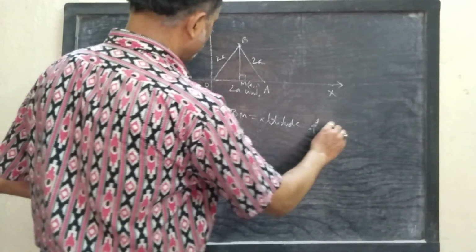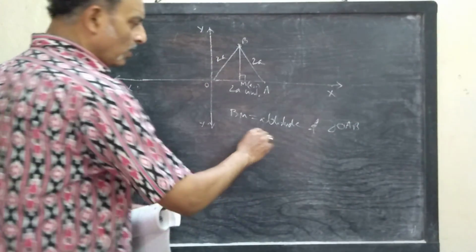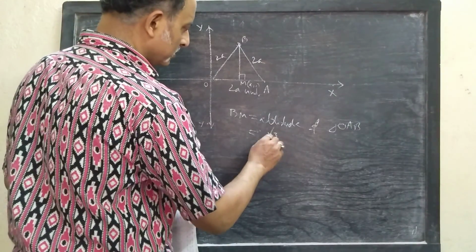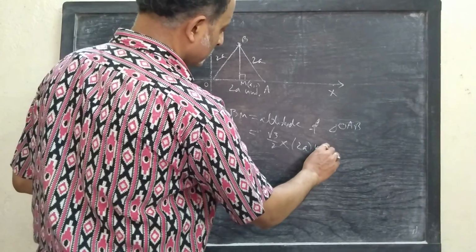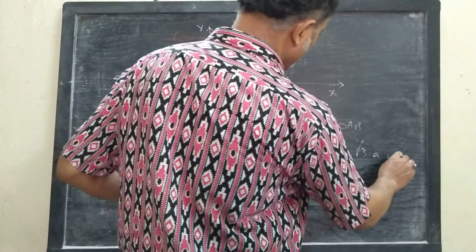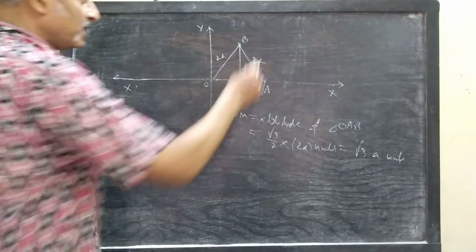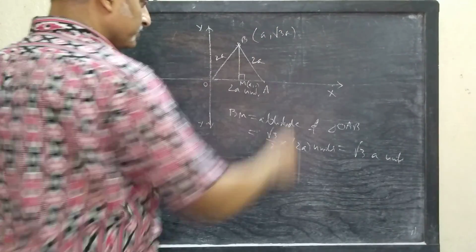Look, here BM is the altitude of triangle OAB, and you know the altitude of an equilateral triangle is root 3 by 2 into side. So root 3 by 2 into the length of the side, which is 2A units. So this is root 3A units. So as length BM is root 3A, the coordinate of B will be (A, root 3A).